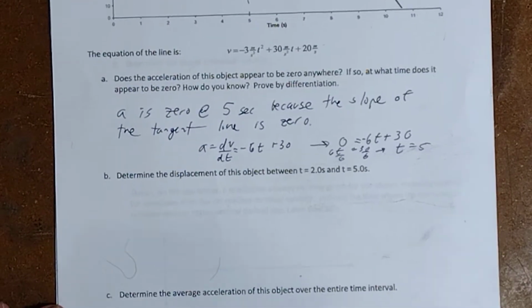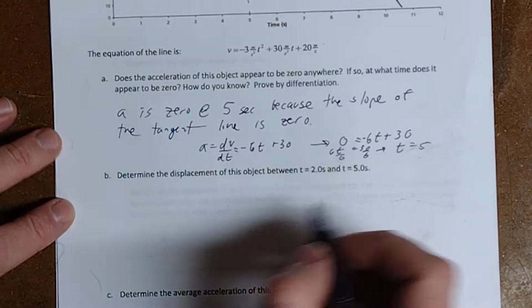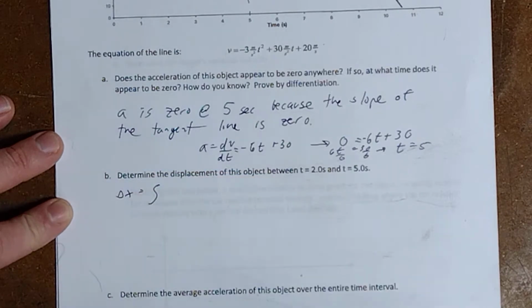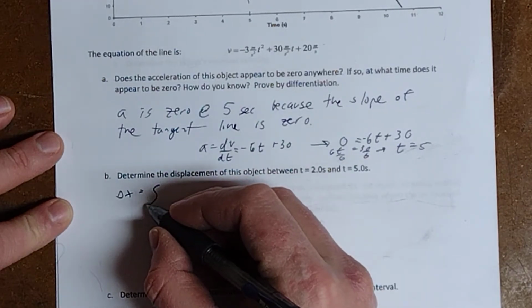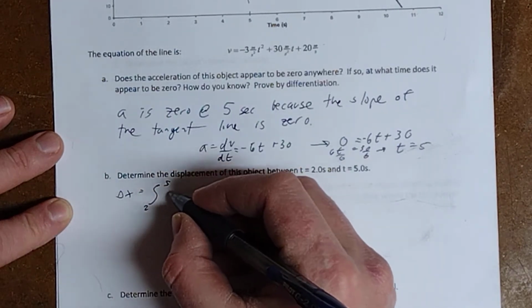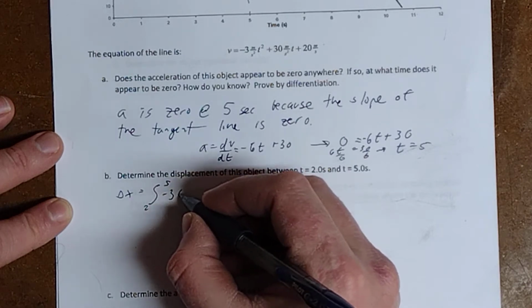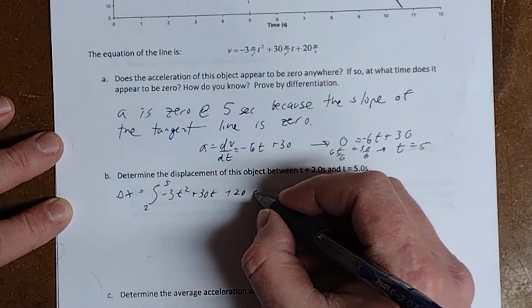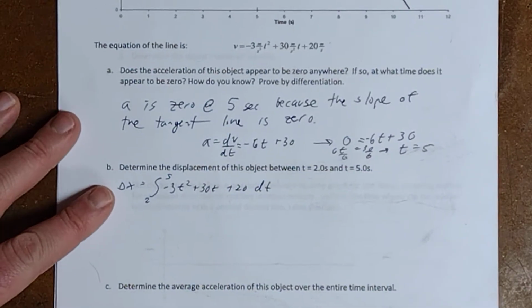Alright. Determine the displacement of the object between 2 and 5 seconds. Displacement, delta x, equals the integral from, this is from 2 to 5, so this is a little bit different, right? Of negative 3t squared plus 30t plus 20 with respect to time. Alright.